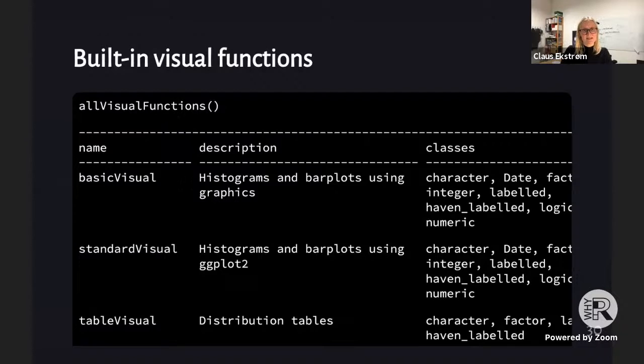And you would see that there are 3 different modes of doing plots. There's this basic visual, that's BaseR graphics. It does histograms for numeric variables and bar plot for categorical ones. Then there's the standard visual, this is the default, which does also histograms and bar plots, and it uses ggplot2 to do it. And then finally, we also have this table visual that does distribution tables, but that's only really suitable for character factor labeled kind of variables.